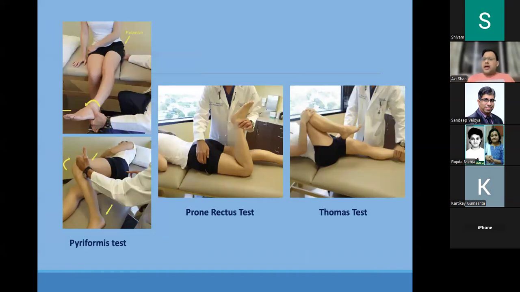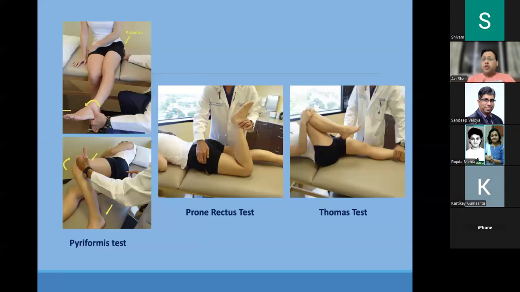The next is looking at some of the other soft tissues. You need to look, other than the range, for any contractures. So the Thomas test, which everyone knows, is to look for flexion contractures if there are any. The prone rectus test or the Duncan Ellis test is to see if there are any rectus contractures.